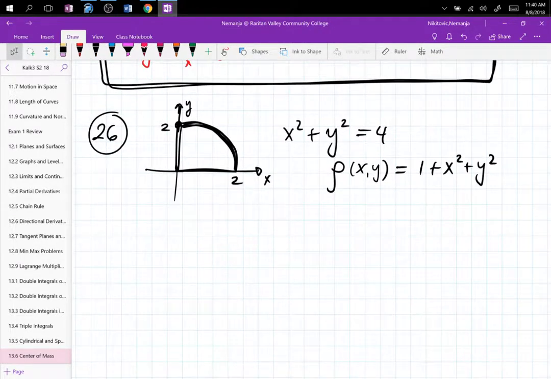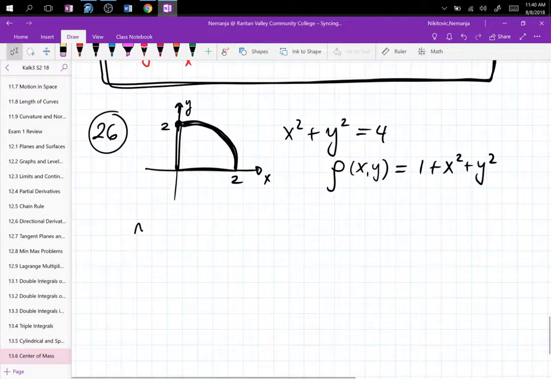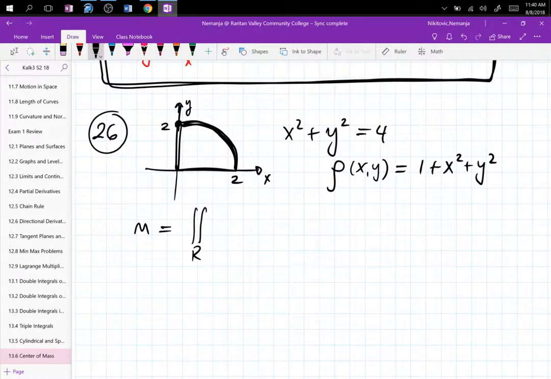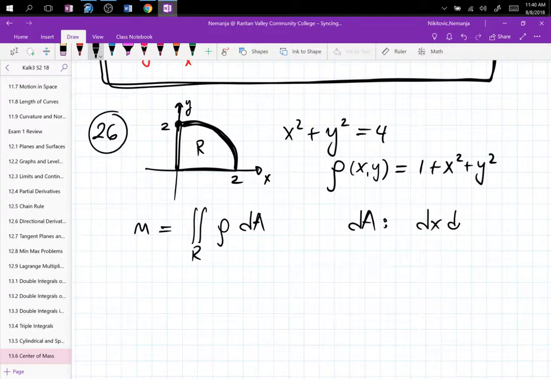Great. So first order of business is to compute mass as the double integral over the region R, which is our region here, of rho dA. Now, your choices of dA, this is the menu for 2D. We have dx dy, dy dx, or r dr d theta. Those are our menu choices.